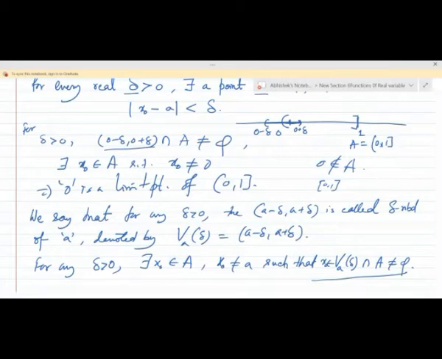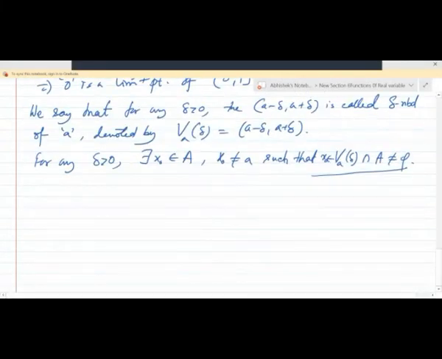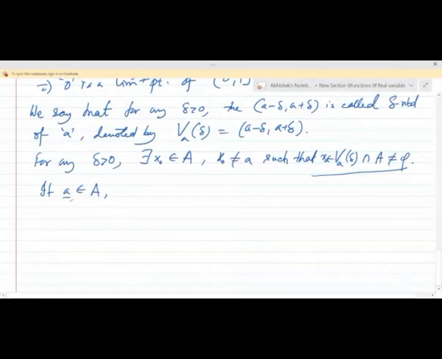But whenever the point A is in the set capital A, if A belongs to A, then we do not bother about this point, because we need to find out one x naught which is not equal to A. So that means we need to omit this point from A. So this point will be ignored when deciding whether it is a limit point or not. Okay, fine.